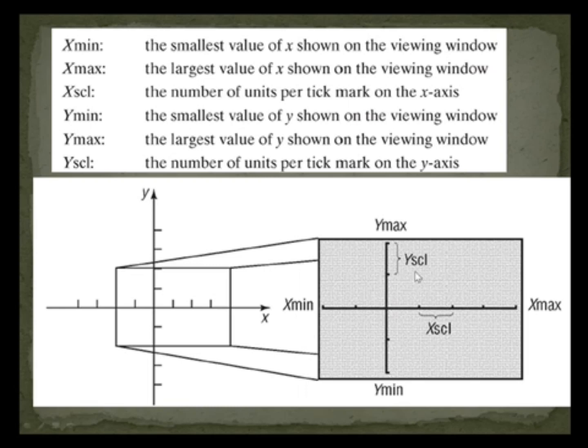Y-scaling and x-scaling are the number of units per tick mark on the axis. So in this case, if the x-scaling is 1, that means each of these is worth 1. So 1, 2, 3, 4, just like I've been counting. If the x-scaling is 2, that means every tick mark is worth 2. So we have 2, 4, 6, 8, and so on. If the y-scaling, once again, is just 1, it's 1, 2. If it's 2, it's 2, 4, and so on.